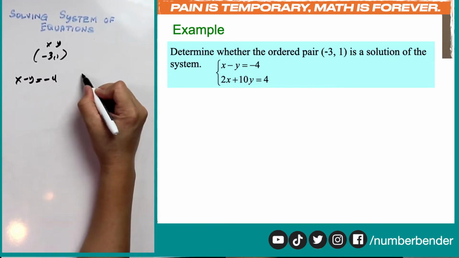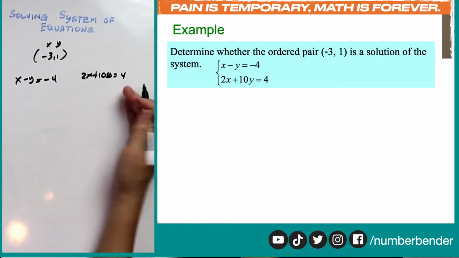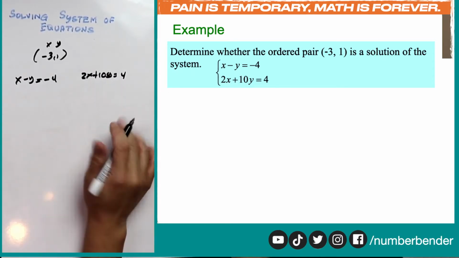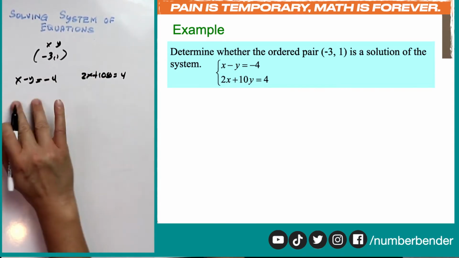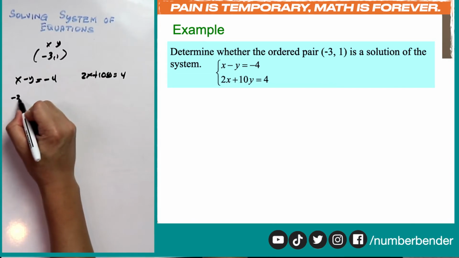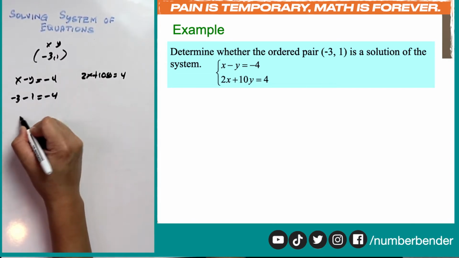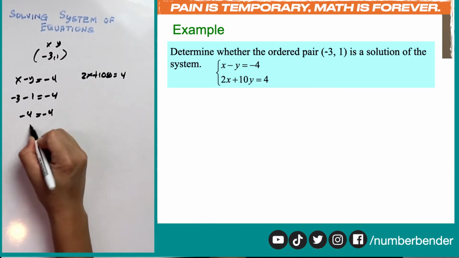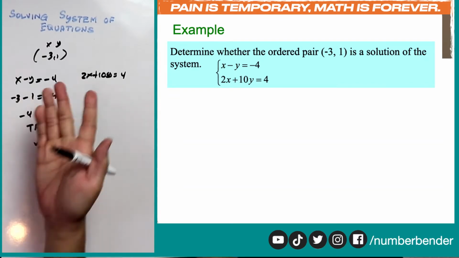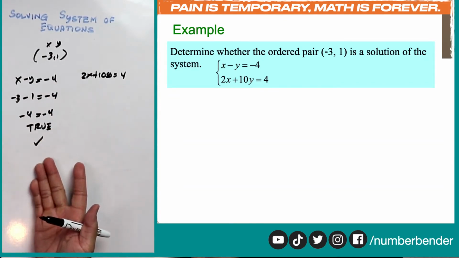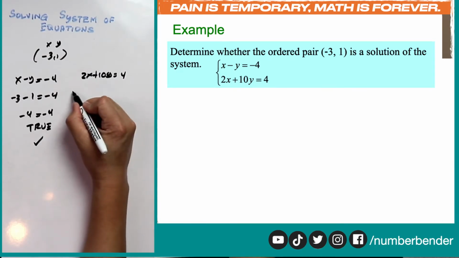and the second equation, and they should have a true statement if we substitute the value of x and y for each one of them. So let's start with the first line. So we know that this is true, or the solution is true for the first line. Now let's verify it on the second line.